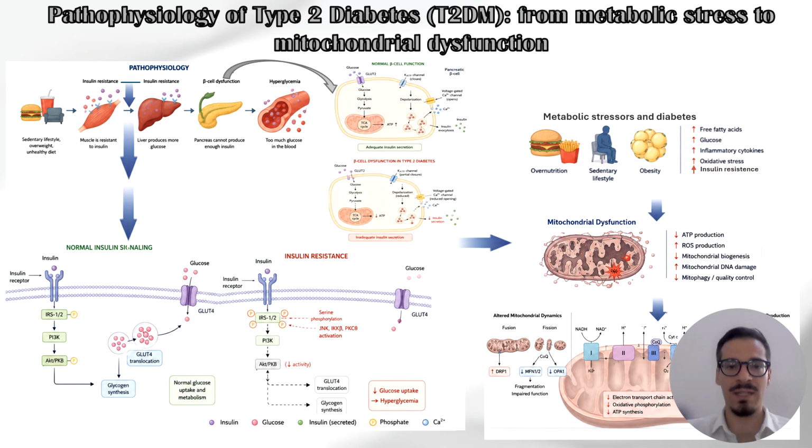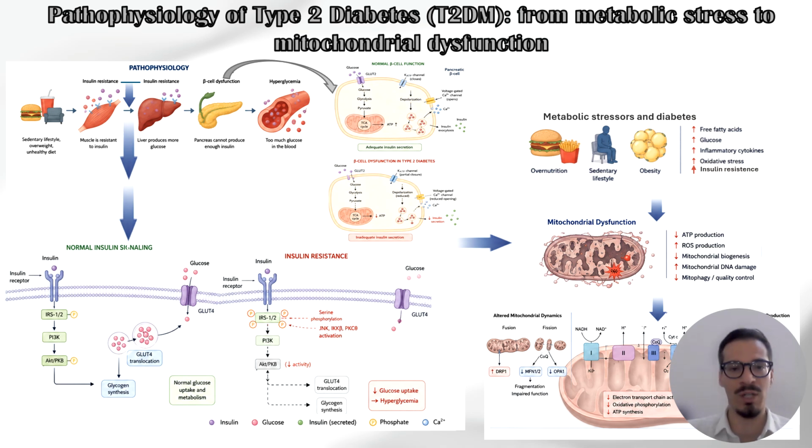Type 2 diabetes mellitus is a chronic metabolic disorder characterized by insulin resistance and a gradual decline in pancreatic beta cell function. Initially, peripheral tissues such as skeletal muscle and liver become less responsive to insulin, resulting in reduced glucose uptake and increased hepatic glucose production. As beta cells fail to compensate, persistent hyperglycemia develops. Chronic hyperglycemia and elevated circulating free fatty acids induce metabolic stress, promoting inflammation and excessive production of reactive oxygen species. These events impair mitochondrial homeostasis and contribute to mitochondrial dysfunction.